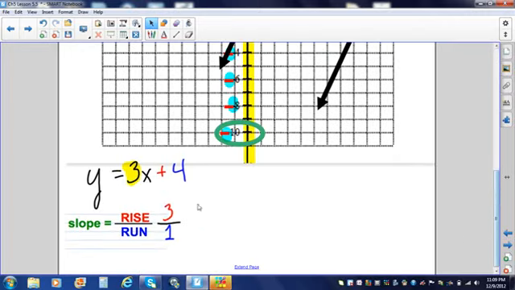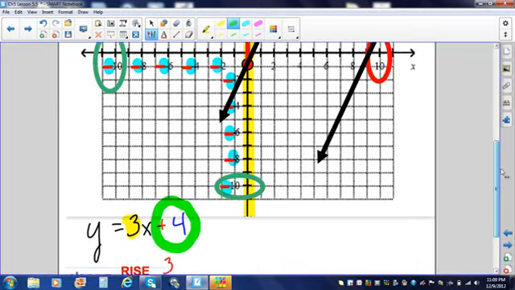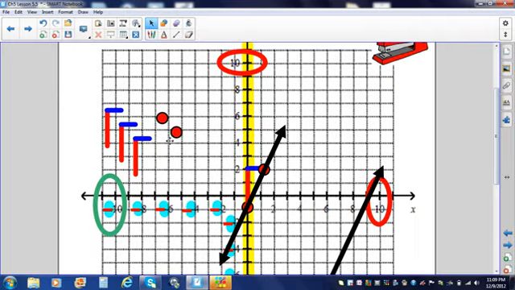So that means I'm going to have a rise of 3 over 1 because parallel lines have the same slope. My y-intercept is going to be at +4. So I will go to the y-axis and I will start at +4. I had the same slope, so I will go up 3 and over 1.